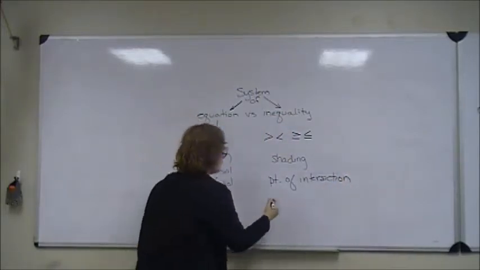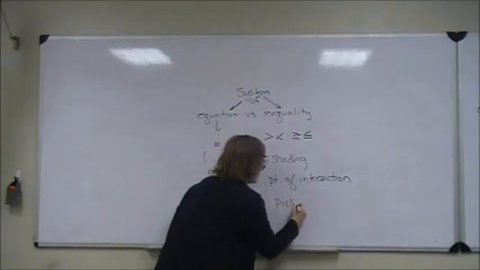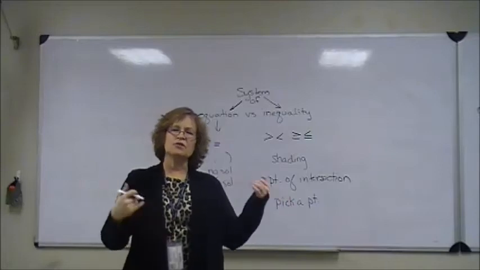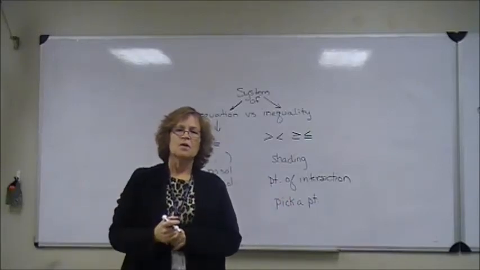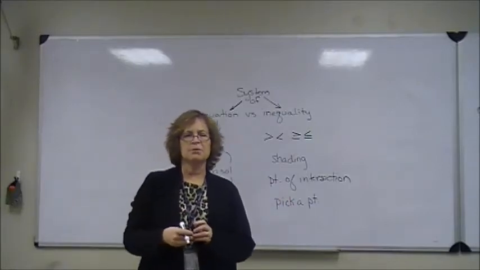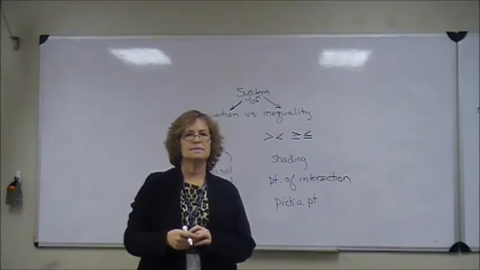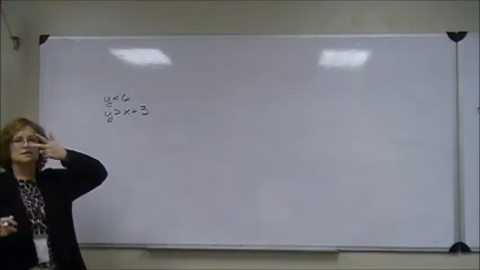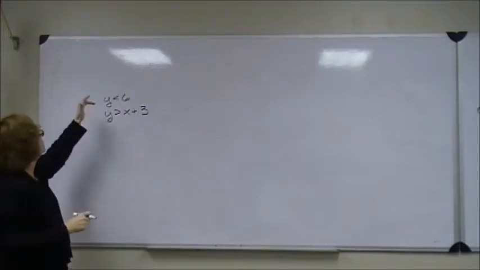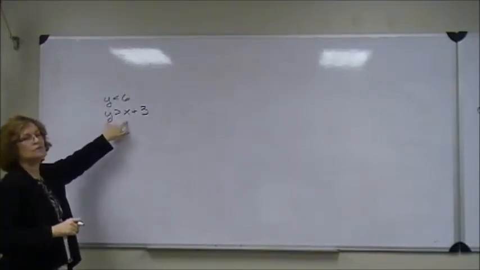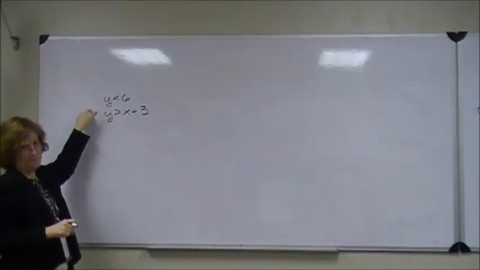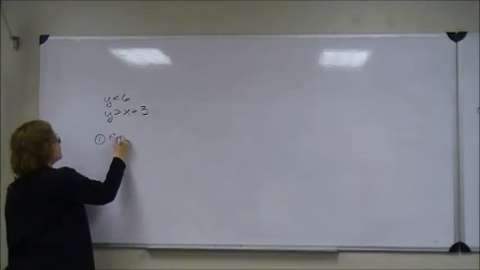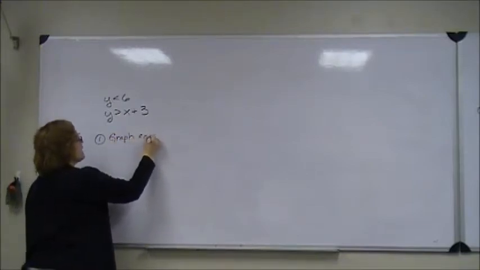Then you're going to have to pick a point, and you're going to have to shade to the left or to the right of the boundary. So let's go ahead and put an example up here and let's walk through it. Up here on the board there is a system of inequalities. It's a system because there are at least two equations with at least two unknowns, and there's more than one of them. So step one is I am going to have to graph each boundary.